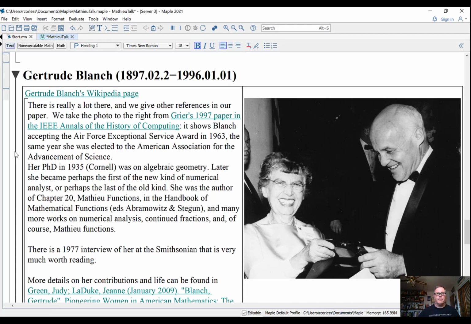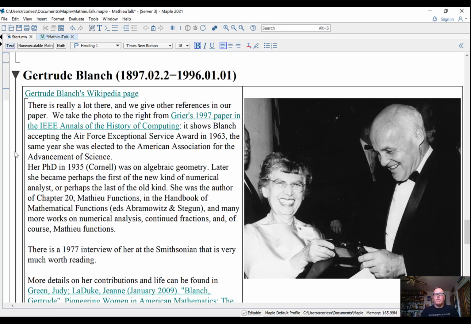Well, how did she get there? 1963 in the AAS, that was very well done. Her PhD in 1935 was on algebraic geometry. Great, wonderful style of mathematics.